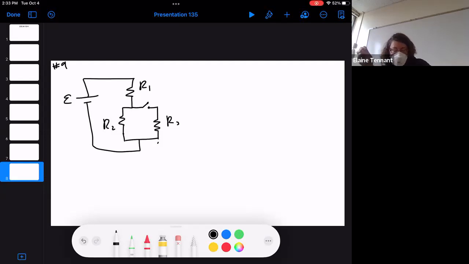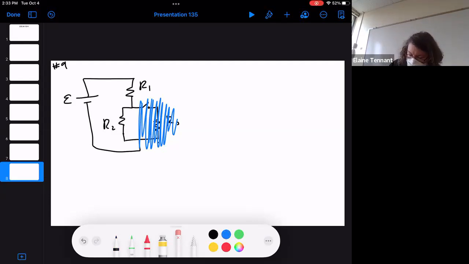Let's find the equivalent resistance of this when the switch is open. Okay, when the switch is open, does R3 even matter? No. So when the switch is open, that doesn't even exist. So we just need to look at R1 and R2. And would you say R1 and R2 are in series or in parallel? Series. Okay. So if I close the switch, would you say that R1 and R2 are in series? No, right? So just by having that switch open, we're changing the geometry of this circuit.